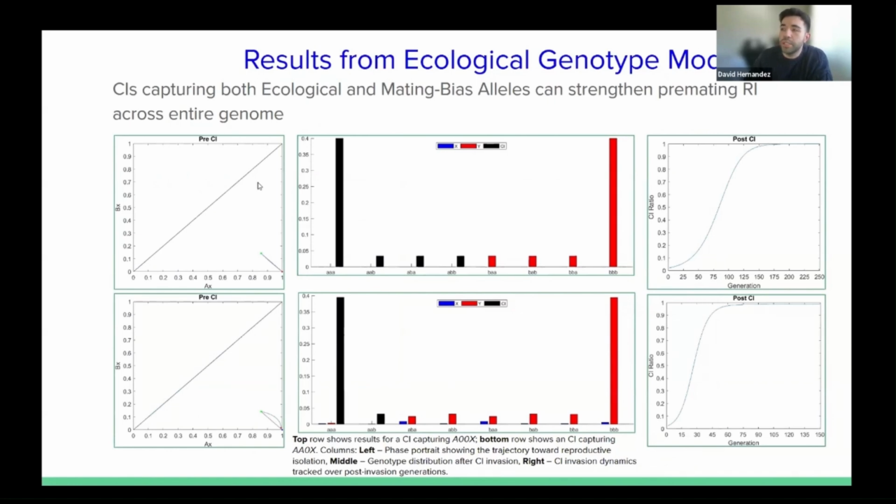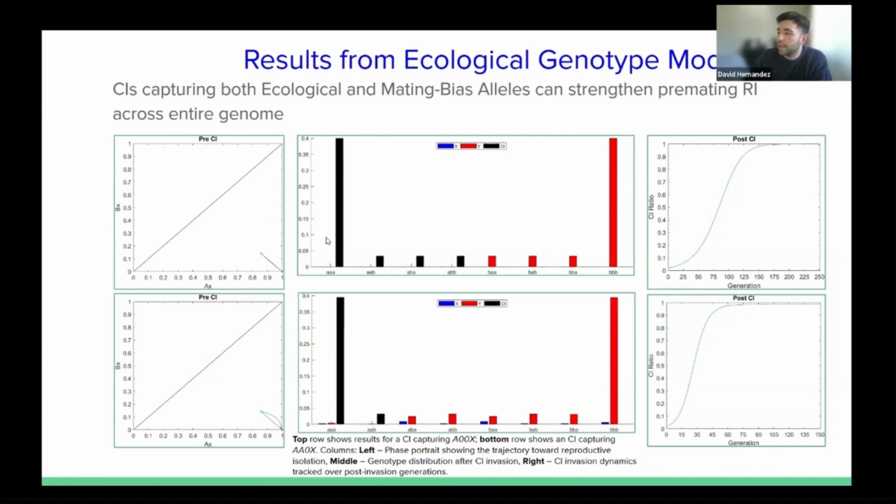Next, we wanted to see what happens when we are able to pair a chromosomal inversion that captures both an ecological and a mating bias allele. What we found is in this case, it can strengthen reproductive isolation. So this is due to the fact that the mating bias sort of has a hitchhiking effect. And so now the chromosomal inversion has a shared selective advantage where it can invade different ecological niches, and it also has paired with the mating bias allele.